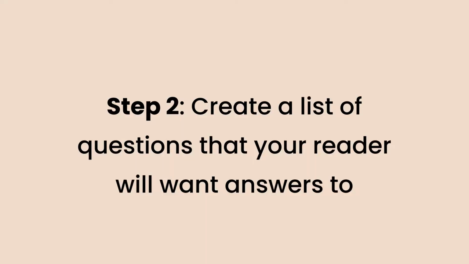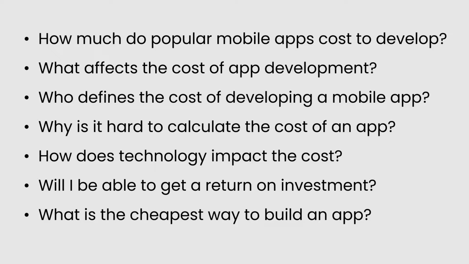Step 2. Create a list of questions that your reader will want answers to. Prior to creating a content structure, do a brainstorming session. Imagine that you're a reader. What questions do you want answers to? For example, in an article about the cost of mobile app development, a reader might want answers to the following questions. How much do popular mobile apps cost to develop?